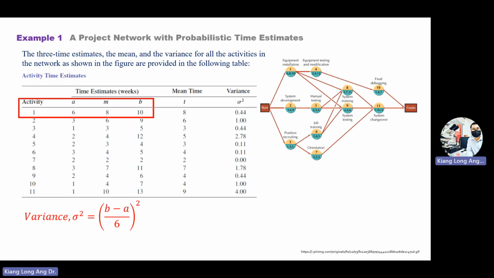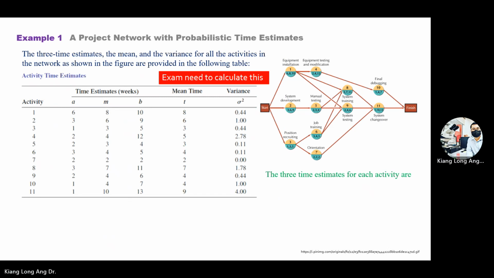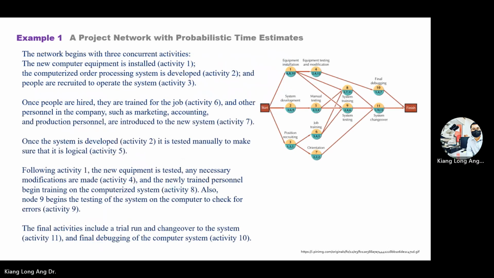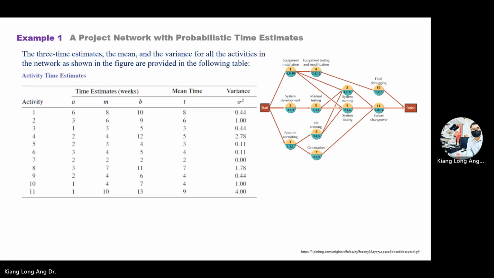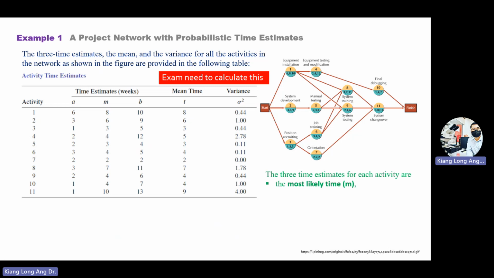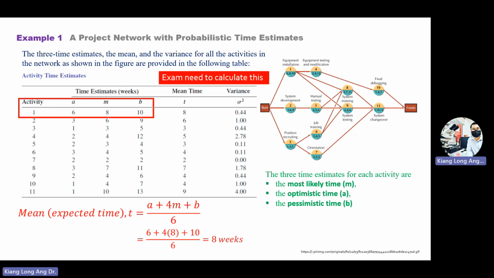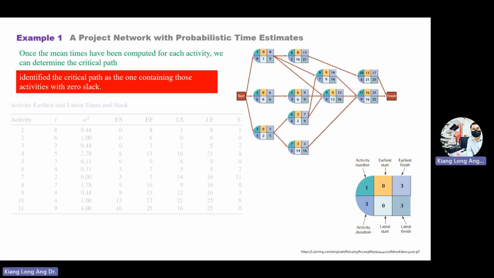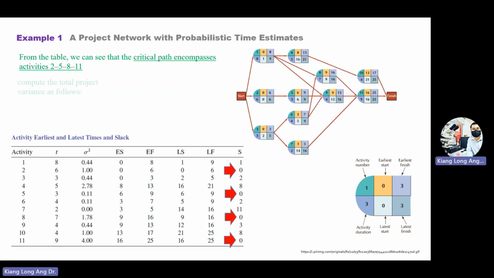Let me go back to the question. The question asks you about network installation. So it's to find the probability time estimate. So the first example here is to guide you through how to build the table. Then you find the variance of the critical path. Then you continue with the application of data. So this is example number 2.